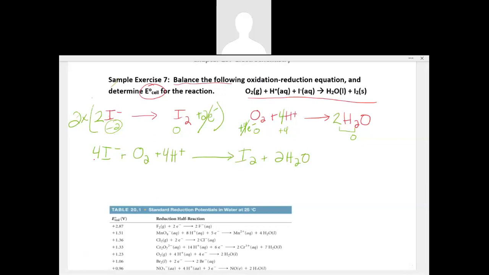Now, we need to calculate our E cell. So we need to do our math here. We need to do our E cathode minus our E anode. So how do I know which is which? Well, my cathode will show a reduction. So I see that my iodine would be my reduction reaction. Or rather, I'm sorry, my iodine is being oxidized. It's losing electrons. So this is my oxidizing. So this is happening at my anode.